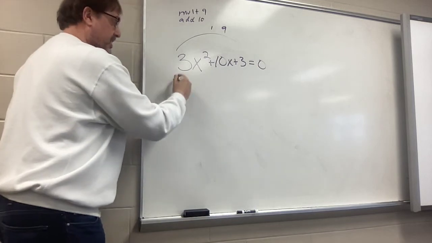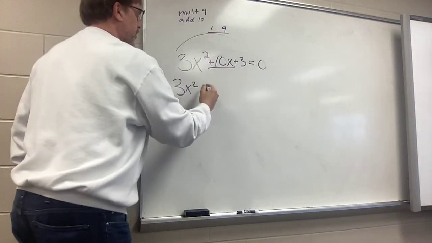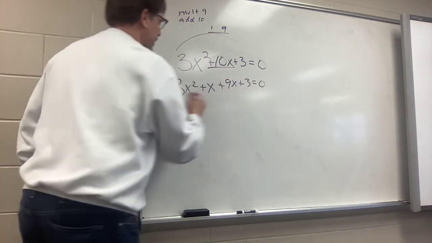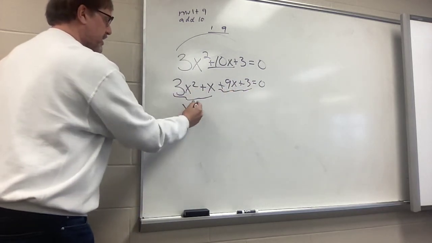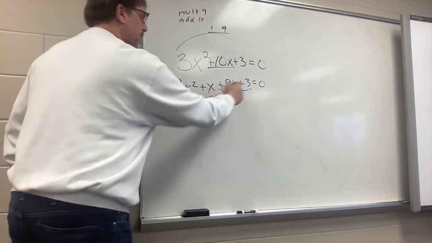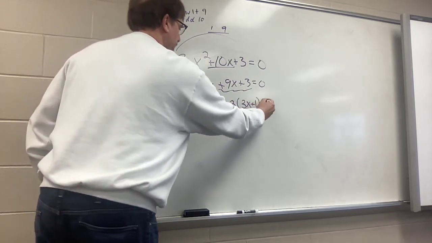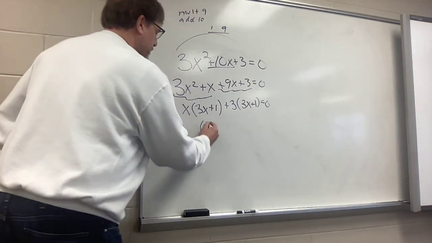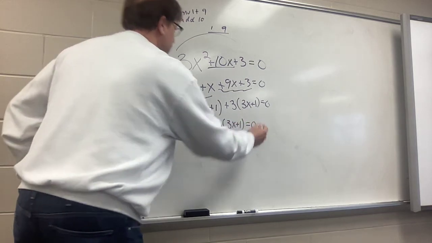So here's the process again: 3x squared. I'm going to replace this with those two, plus 1x plus 9x plus 3 equals 0. Groups of 2, groups of 2. X is in common. This is what we've been doing all the days. X divided by x is 1. Looks like a 3 comes in common. 3x plus 1. I'm going fast on this because we've done this a lot. And this becomes x plus 3 times 3x plus 1 equals 0.